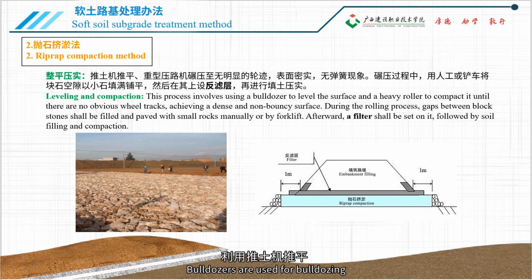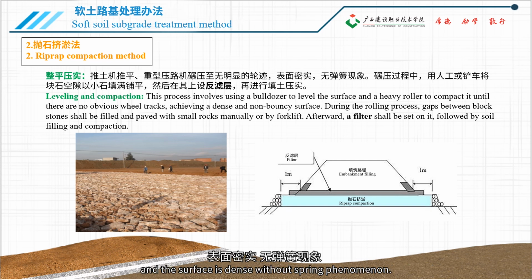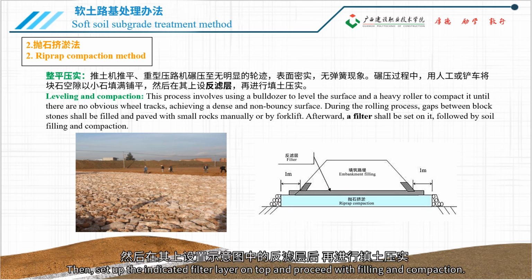Bulldozers are used for bulldozing, and heavy rollers are used for rolling until there is no obvious wheel track, and the surface is dense without spring phenomenon. During the compaction process, use manual labor or a shovel to fill the gaps between the stones with small stones and flatten them. Then, set up the indicated filter layer on top and proceed with filling and compaction.